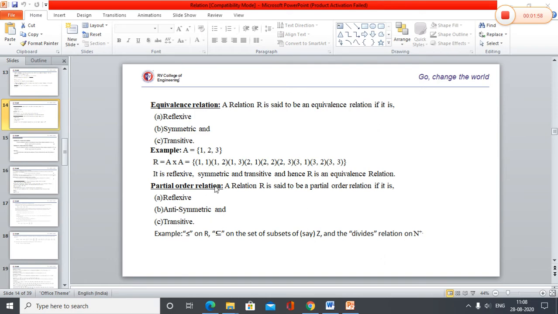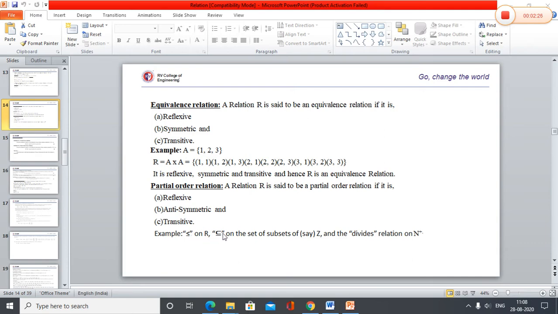Now partial order relation, if it is reflexive, antisymmetric and transitive. So take the relation less than or equal to. It is reflexive, antisymmetric and transitive. How? Because any number is less than or equal to itself. Yes, it is true, so it is reflexive. Antisymmetric, what is the antisymmetric property? If A is related to B and B is related to A, meaning both ordered pairs AB and BA are there, then A is equal to B.